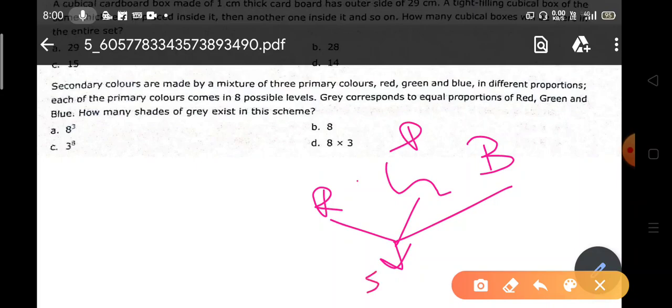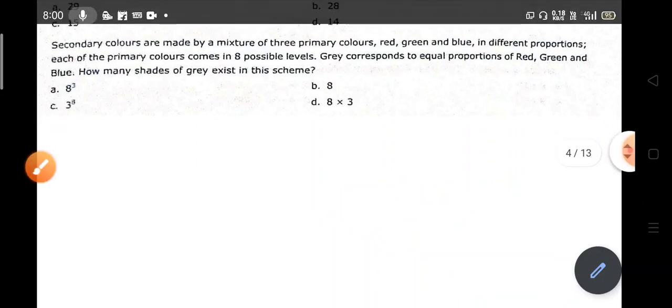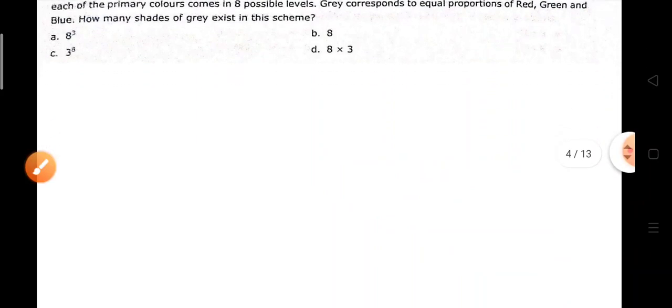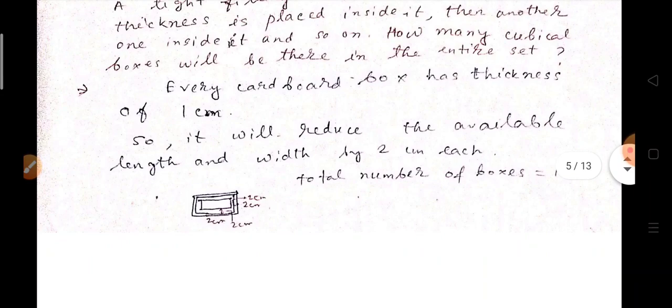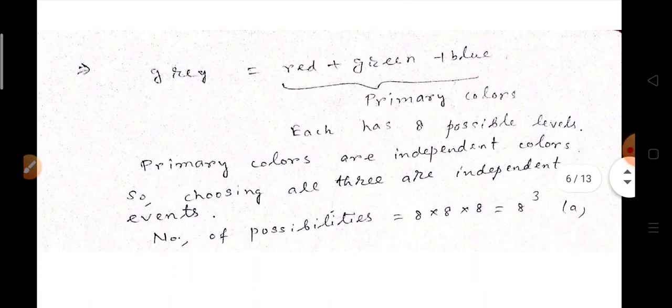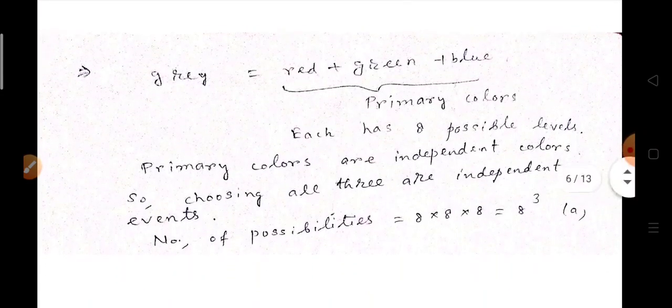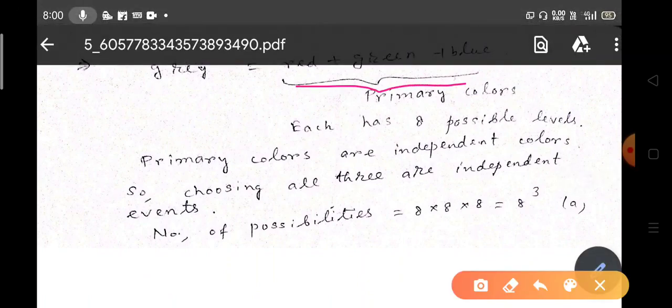So secondary color, suppose the gray is also a secondary color, because gray we can get with the mixing of equal proportions of red, green and blue. Now the question is asked: how many shades of gray exist in this scheme? Okay, so gray is the proportion of the three primary colors, red, green and blue.